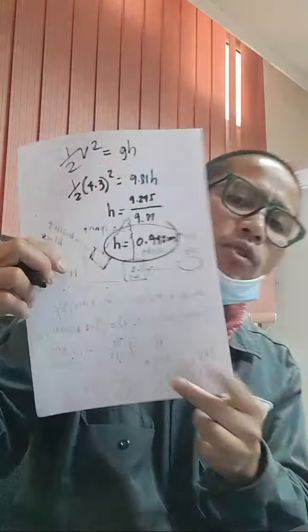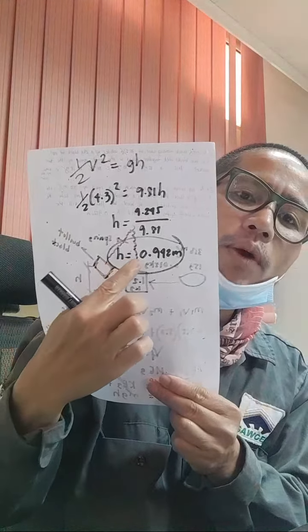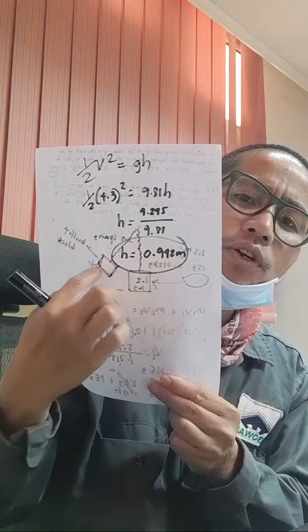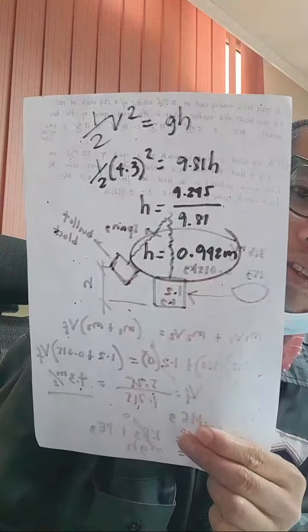9.245 divided by 9.81 equals 0.942 meter. So your height will be 0.942 meter. This is the answer.